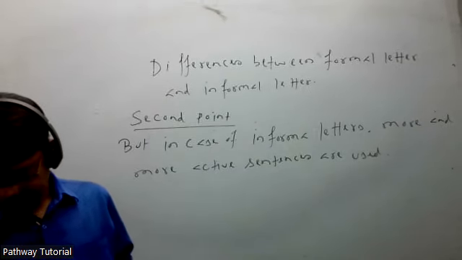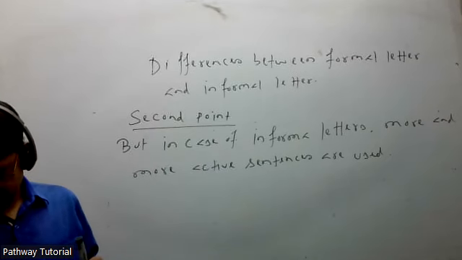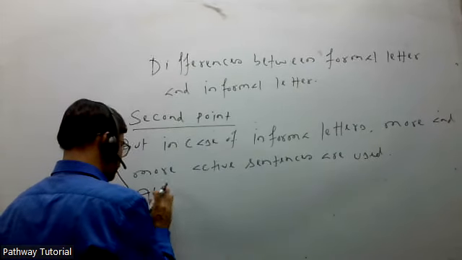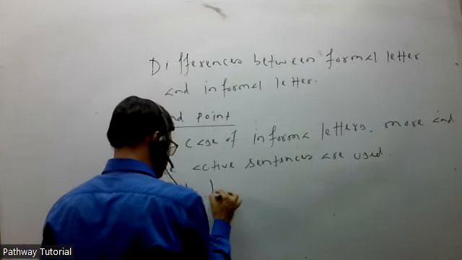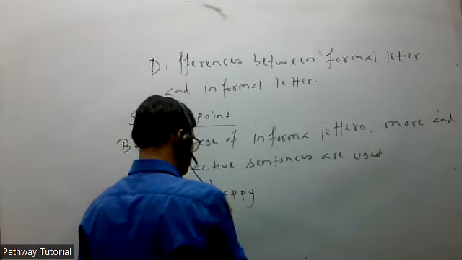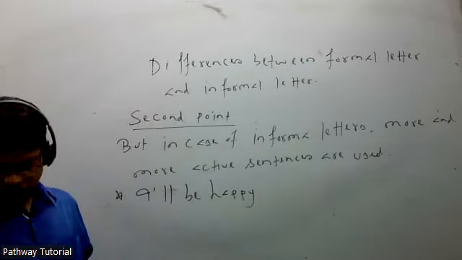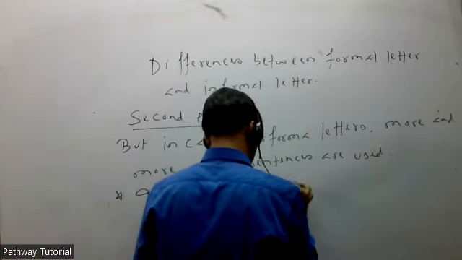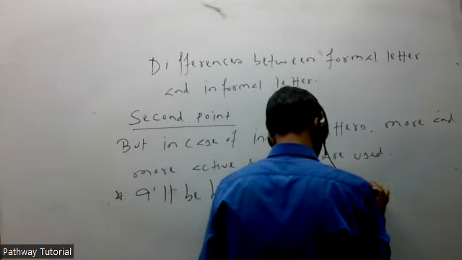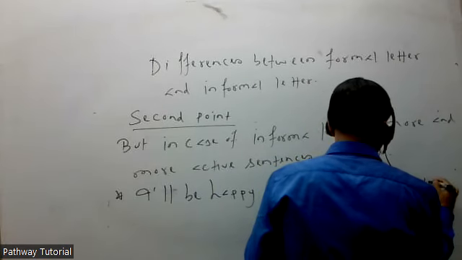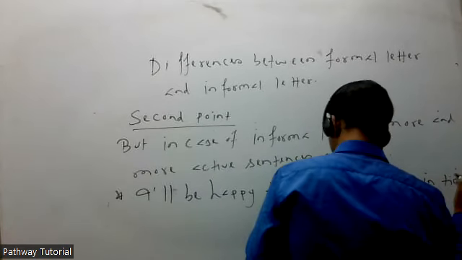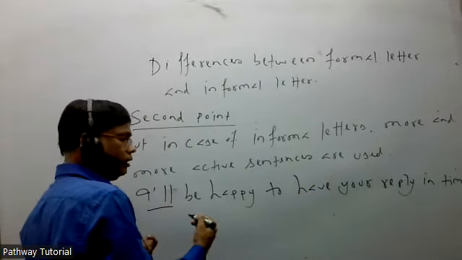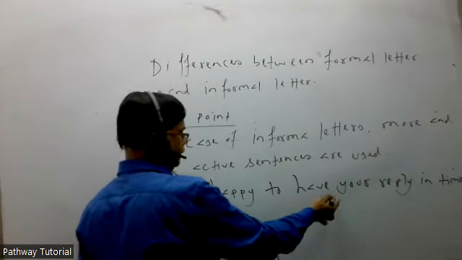If we want to say, I will be happy to have you reply on that. I will be happy. I'll be happy. I will be happy by receiving your response in time. To have you reply in time. I will be happy to have you reply. So this is contracted form, and active form as well.